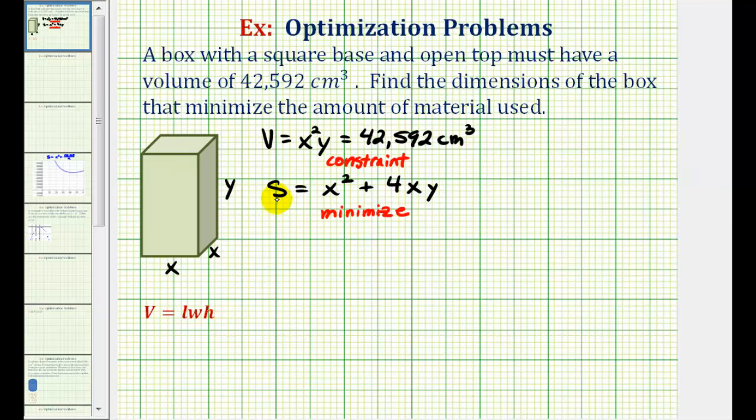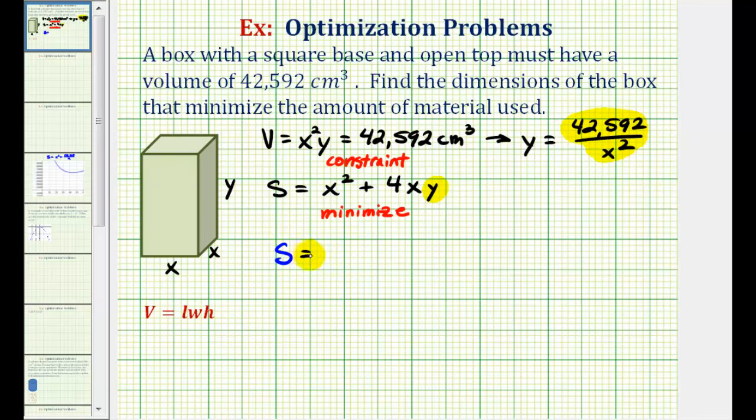But to do this, we need to write S in terms of one variable, and right now it's written in terms of x and y. So if we solve the constraint for y, we can perform a substitution for y in the surface area formula, and then we'll have S in terms of x. Looking at our volume formula, or our constraint, if we solve this equation for y, we would divide both sides by x squared. Therefore, y is equal to 42,592 divided by x squared. So we can replace y in the surface area formula with this quotient.